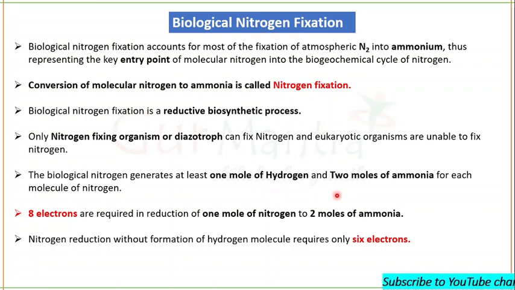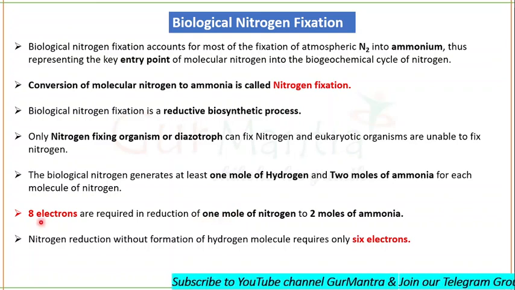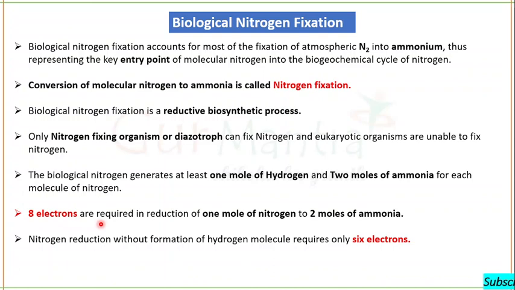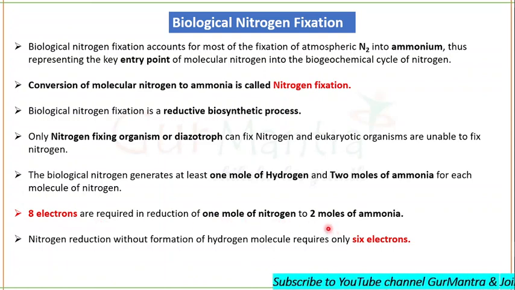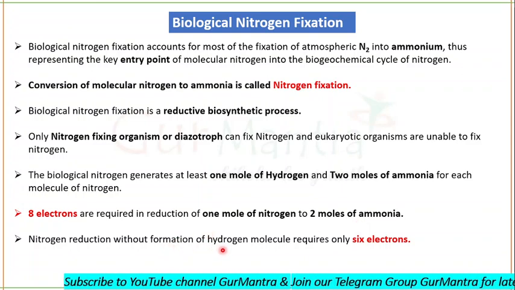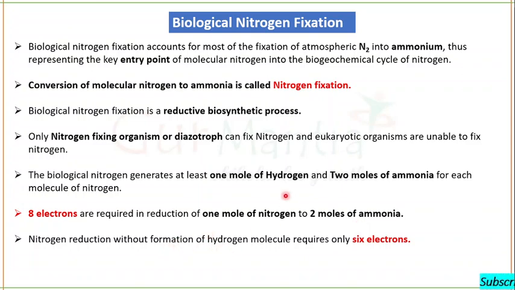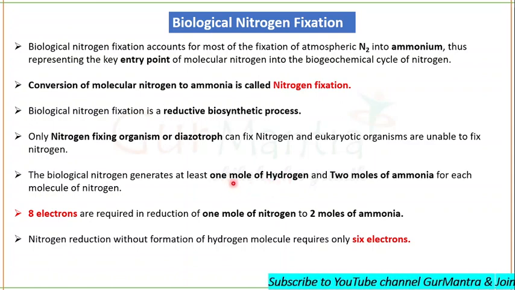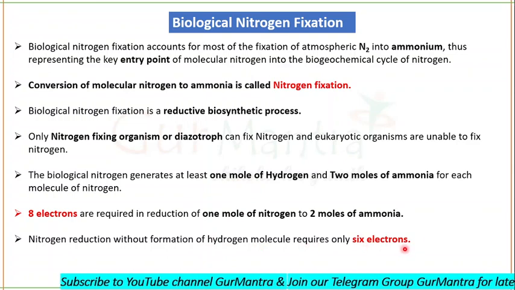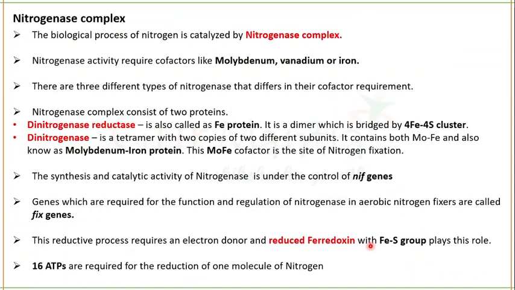As it is a reductive process, there will be the requirement of electrons. There is the requirement of at least 8 electrons for the reduction of 1 mole of nitrogen to form 2 moles of ammonia. As we know, there will be the formation of 1 mole of hydrogen as well, but if this 1 mole of hydrogen is not forming, then there is the requirement of only 6 electrons. Remember this thing also.